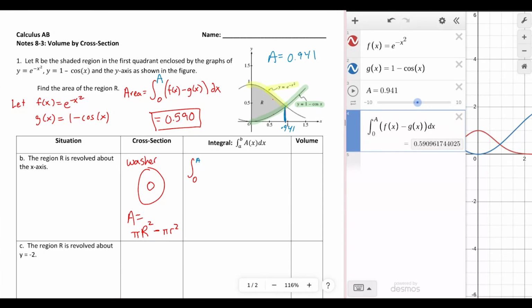Now in this case, the big radius, like let me redraw this region real quick. There we go. So if here's the x-axis, the bigger radius is going to be the value of that function. The smaller radius will be the value of the lower function. Right, here's the big R, here's little r. So yes, ma'am.